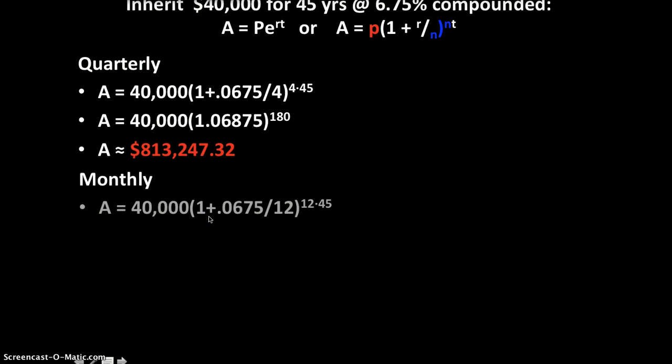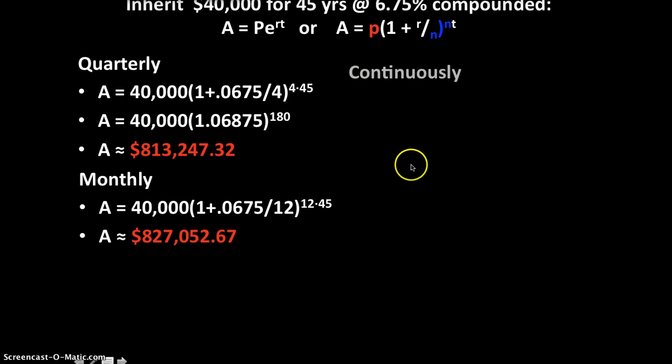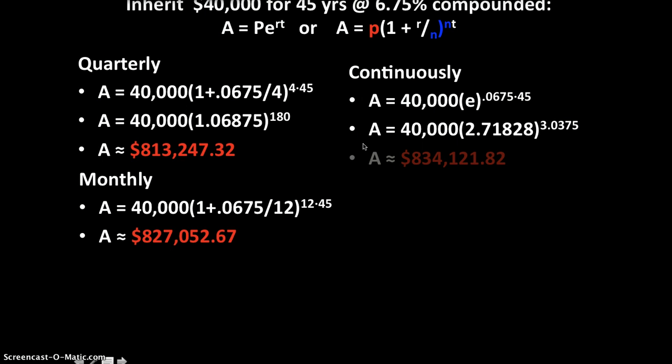If you invested it monthly, that would mean the N would be 12, and the math would come out a little bit more, 14,000 more. And if you had done this with the continuous interest formula, which is this one, commonly called PERT, and you plugged in your 40,000, you would get even more, maybe 21,000 more than with the quarterly. So these formulas are very powerful.